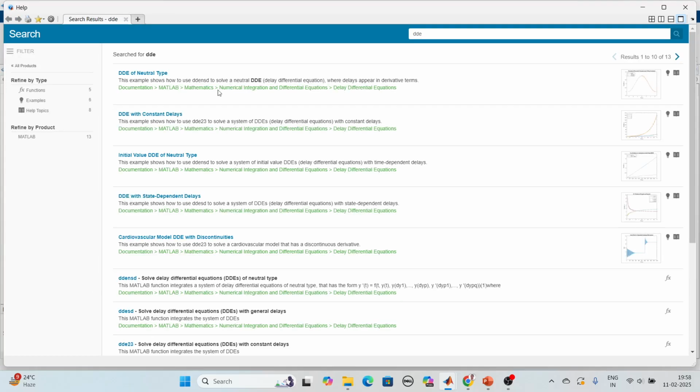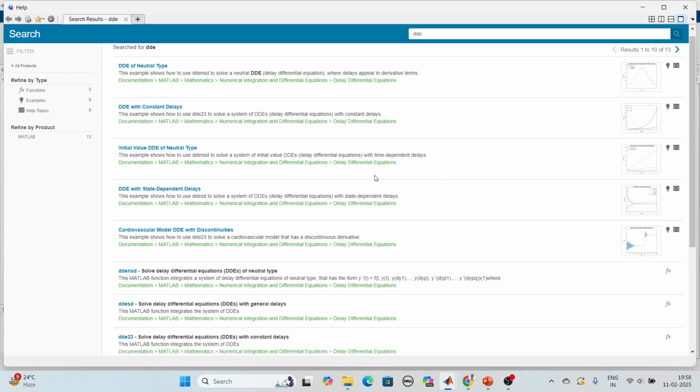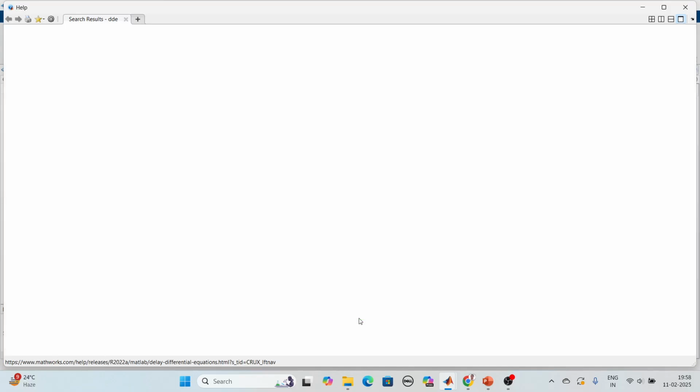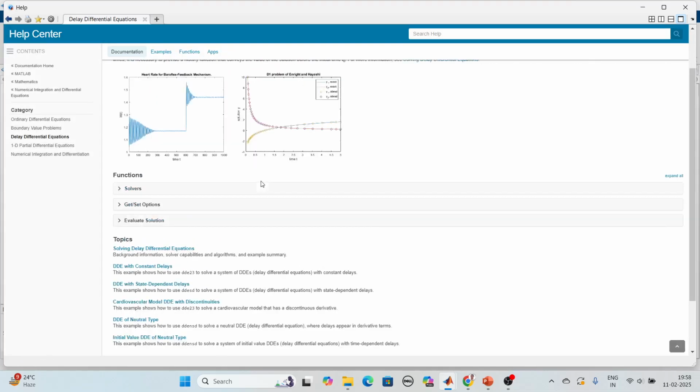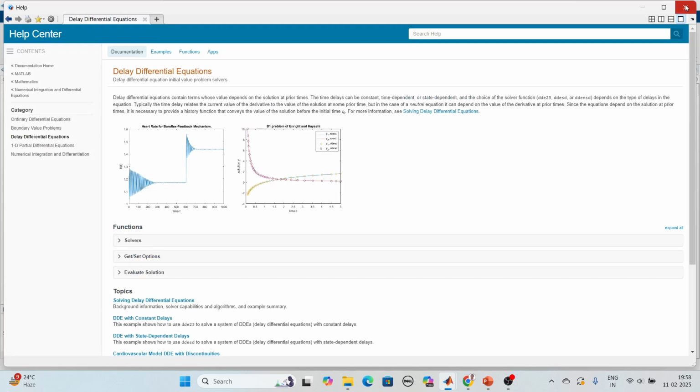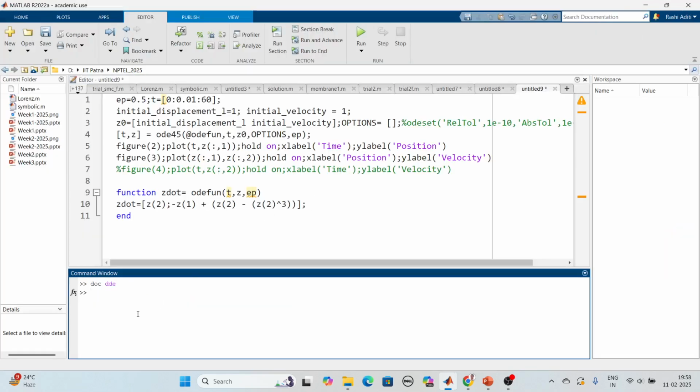See, it actually shows the possible DDE commands that may be used to solve the equation that you want, like solve delay differential equation of general delays. We'll just open it, and then you can see that it tells about the expression, where it can be used and everything. So you can search here if you want to solve.